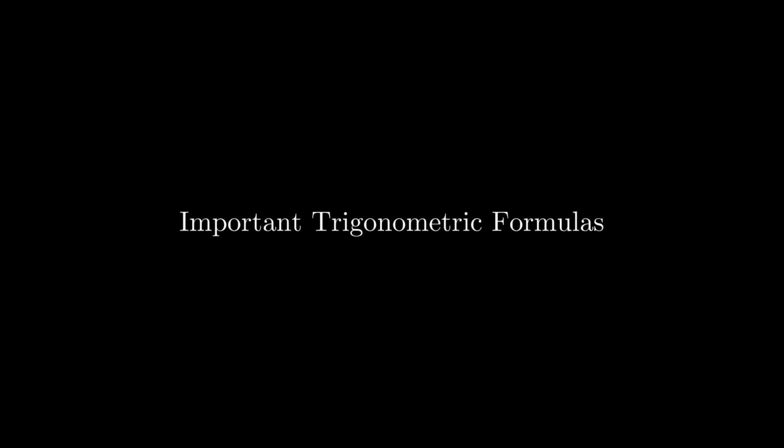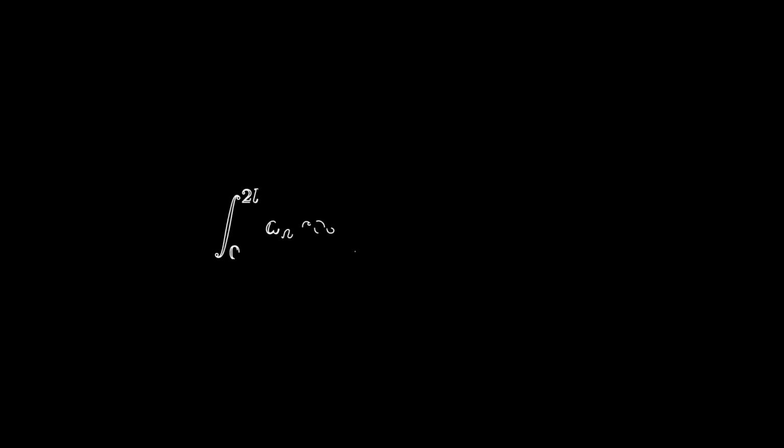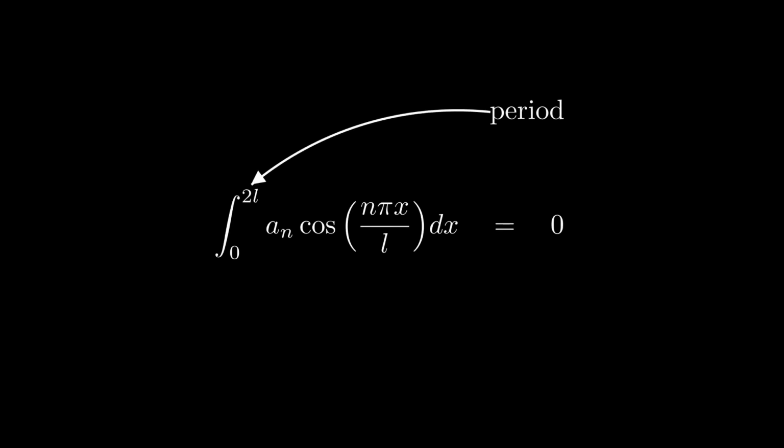But before doing that, let us take a look at some important trigonometric formulas which will help us solve for the coefficients. The first formula is integrate from 0 to 2l an cos n pi x by l dx is equal to 0, where 2l is the period of the function. Note, we will not be deriving the formula in this video. Rather, I would encourage you to try it on your own.